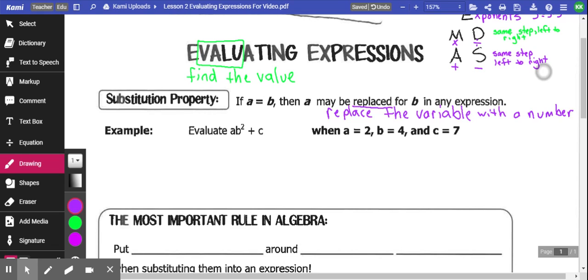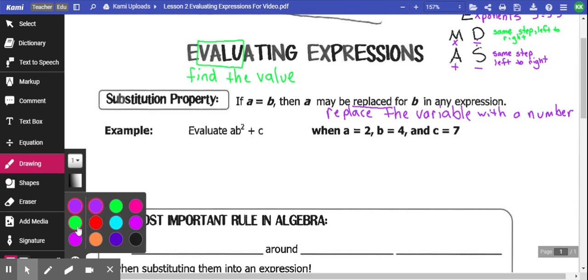Here's our first example. They tell us to evaluate a times b squared plus c. And they tell us a equals 2, b equals 4, and c equals 7.